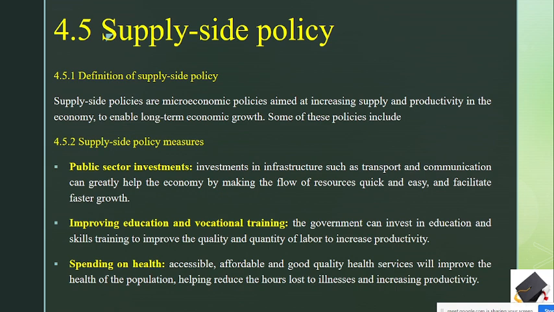Okay. Now, what are the supply side policy measures? Number one, public sector investment. Investments in infrastructure such as transport and communication can greatly help the economy by making the flow of resources quick and easy and facilitate faster growth. The next one, improving education and vocational training. The third one, spending on health. Accessible, affordable, and good quality health services will improve the health of the population, helping reduce the hours lost to illness and increasing productivity.